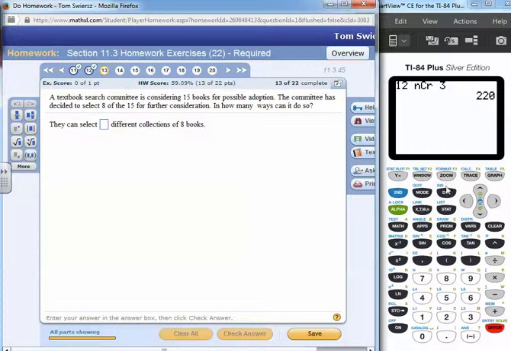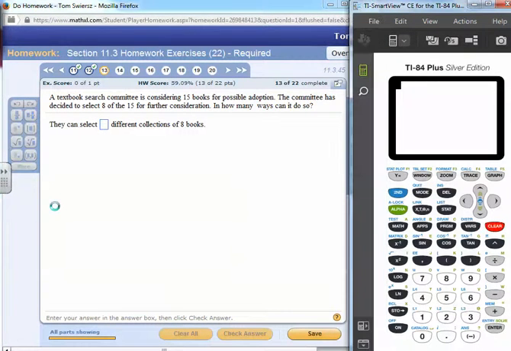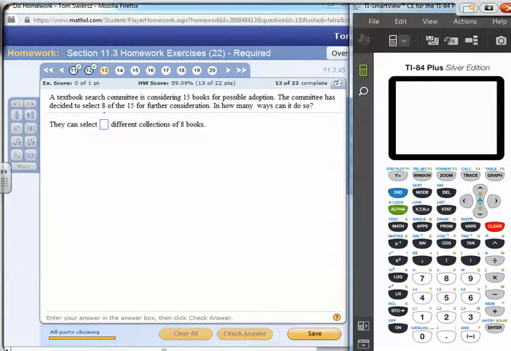Number 13. A textbook search committee is considering 15 books for possible adoption. The committee has decided to select 8 of 15 for further consideration. How many ways can they do this? Again, the 8 selected are for further consideration. They all are going to be in the final running, in the top 8. Doesn't matter whether it's picked first or second or third. It's going to be one of the final 8.